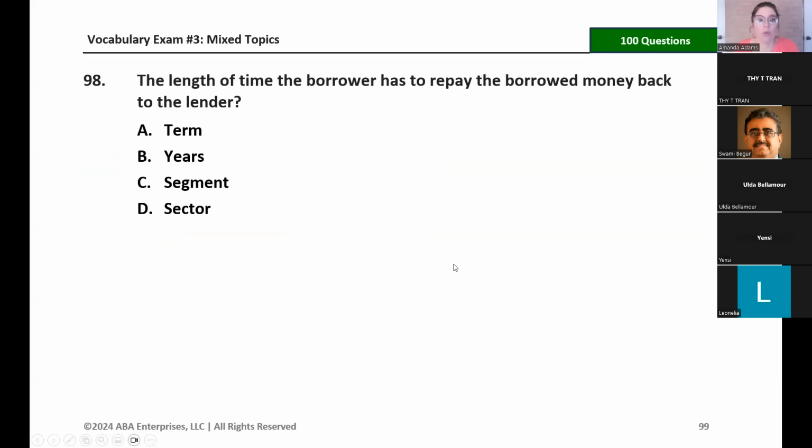Number 98. What is the length of time the borrower has to repay the borrowed money back to the lender? How do we describe that? What is the term we use? That is a term. Yeah, 30-year term.